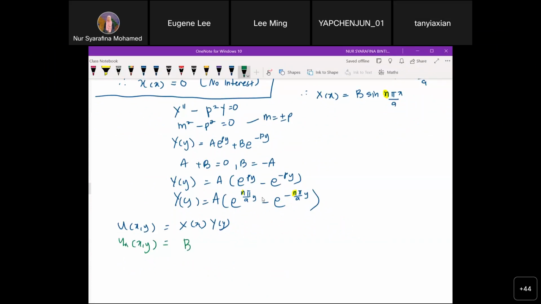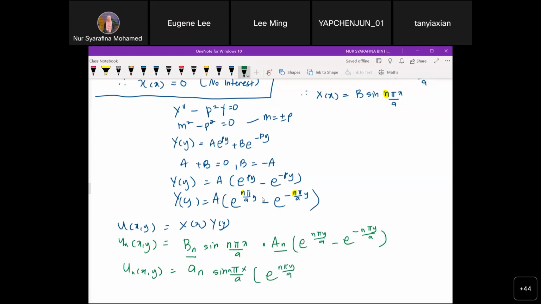X is D_n sine n pi x over a. Okay, and then y is A_n e to the n pi y over a minus e to the minus n pi y over a. Okay, and this is a constant, this is a constant, then we can just combine: u_n(x,y) equals A_n sine n pi x over a times e to the n pi y over a minus e to the minus n pi y over a, where A_n equals A_n times D_n. Okay, up to this point.